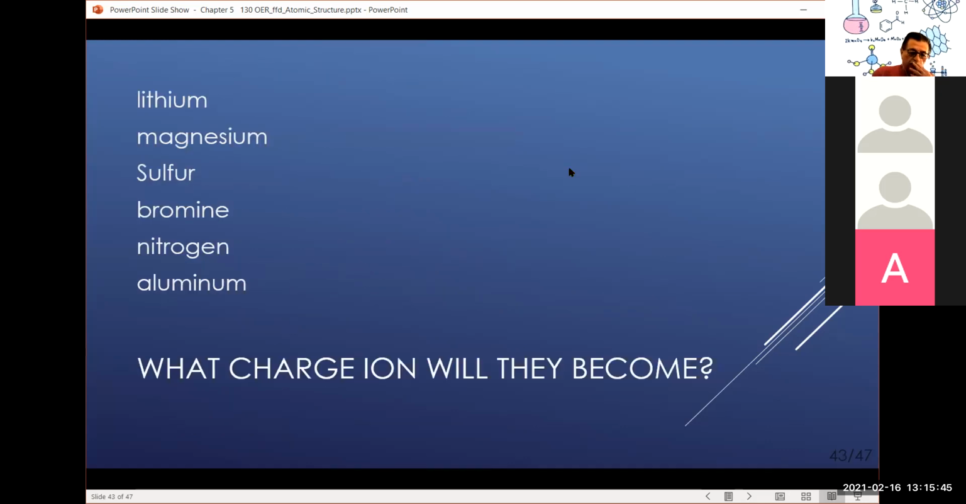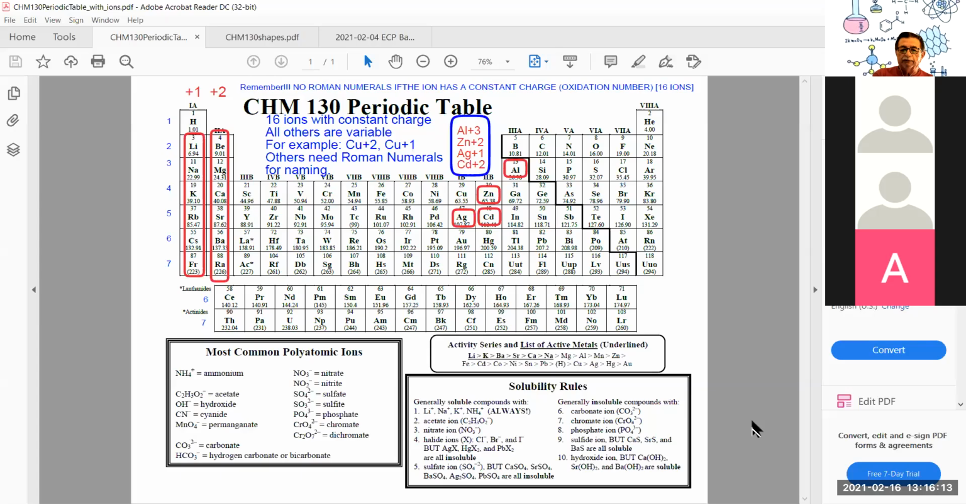So how do we determine, for example, what charge an element will become when just the name of the element is given? We use the periodic table to say, is this going to have a negative or a positive charge? And if so, what is the magnitude of the charge? All right, so let's take a look at the first one. First thing we do is use the periodic table. Find it. Where is it at? Lithium is element number 3.